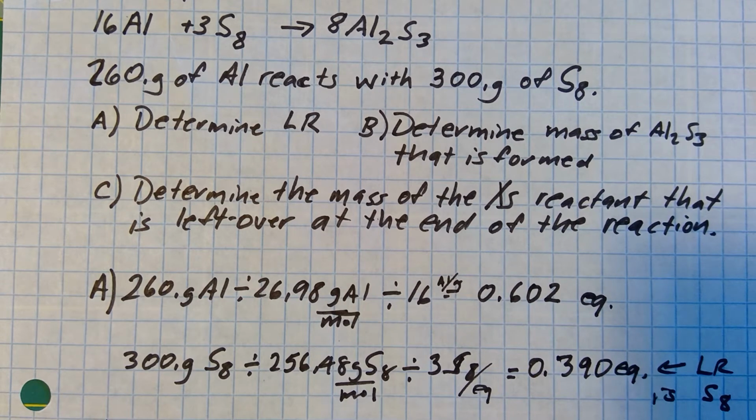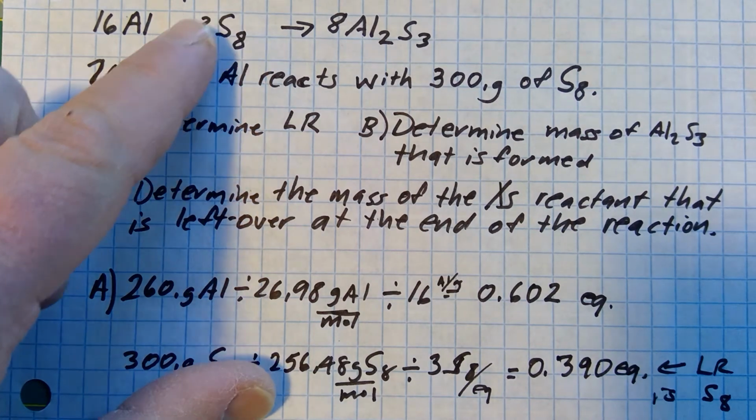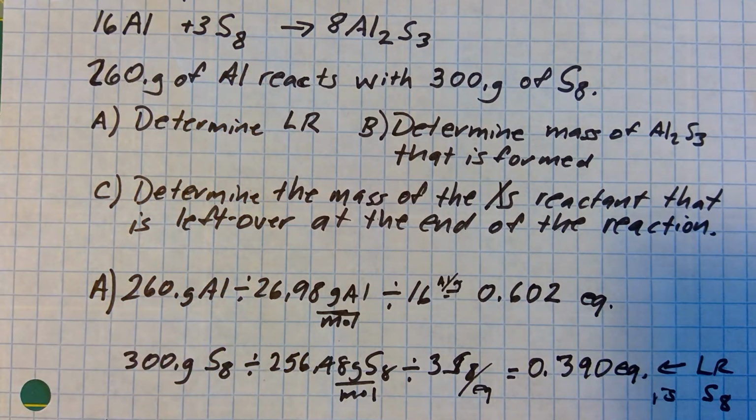Likewise, you do the same thing for sulfur. 300 grams of sulfur divided by 256.48 grams of sulfur per mole. Okay, that's because S8 has 8 sulfurs in it, so 8 times 32.06. Divided by its coefficient of 3 to get you 0.390 equivalents. That is the limiting reactant.